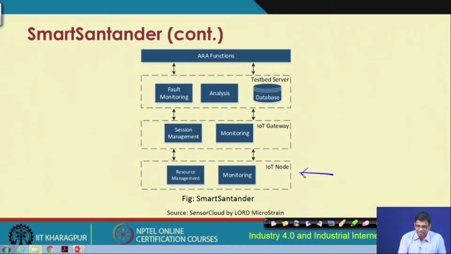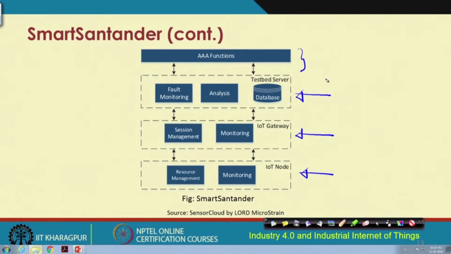So, at the very bottom is the IoT node, then the gateway and the test bed server, and these are the different functionalities that are going to be supported on this particular architecture. The corresponding different components are also shown over here in this particular figure.